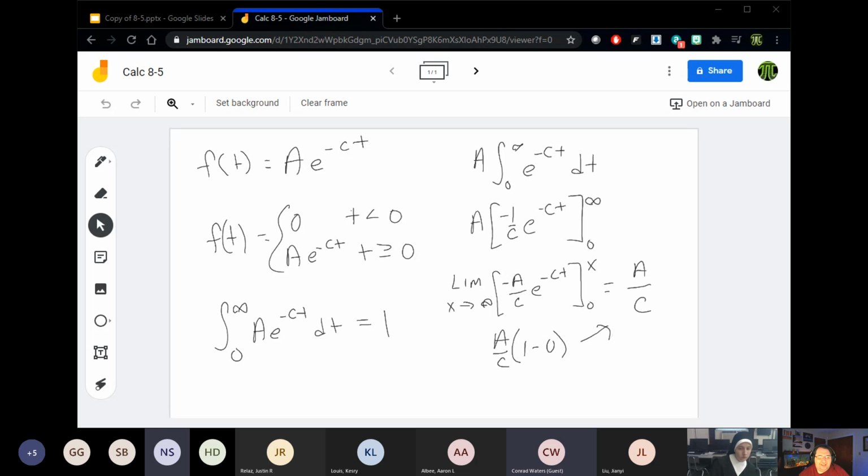All right. What did you say you did at the top when you took the integral? Well, on this one, you just do the u substitution. I'm making u equal negative ct. And that's why I get the negative 1 over c in front. Okay.